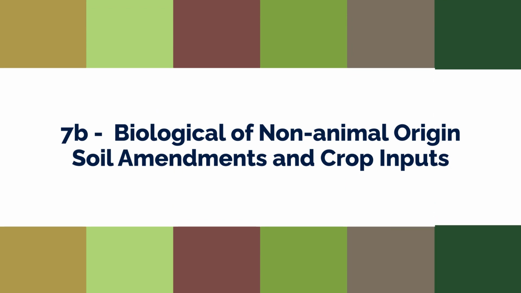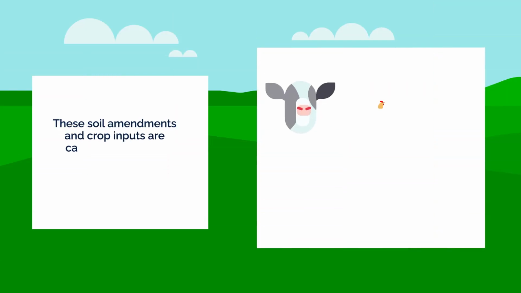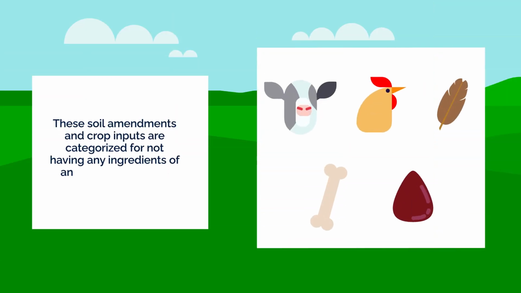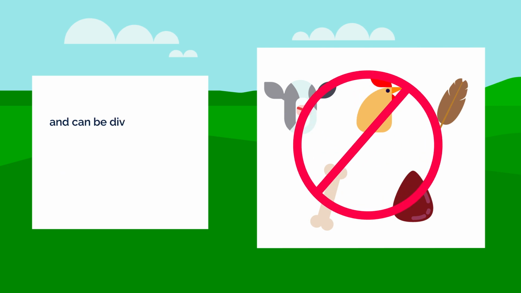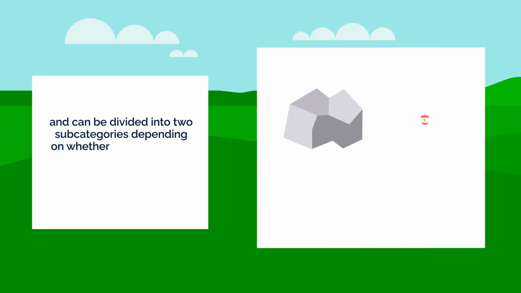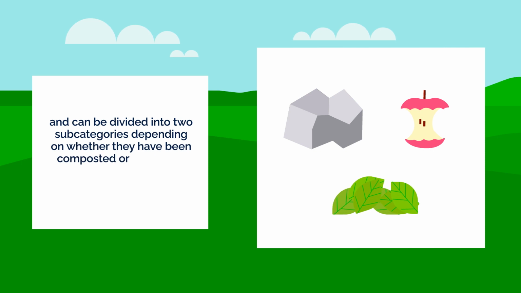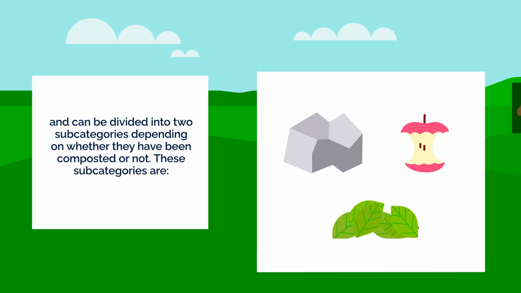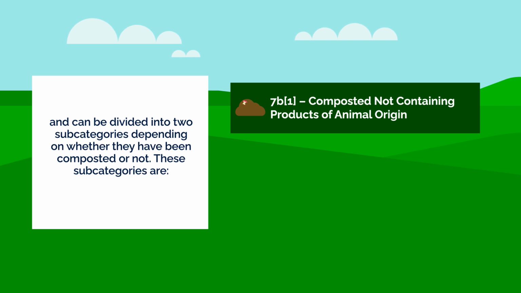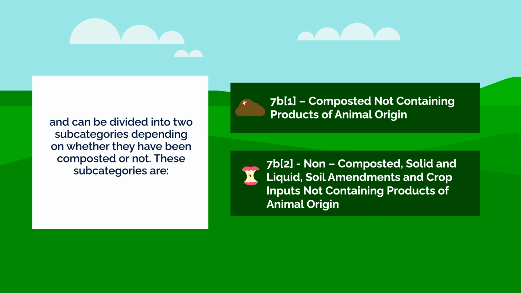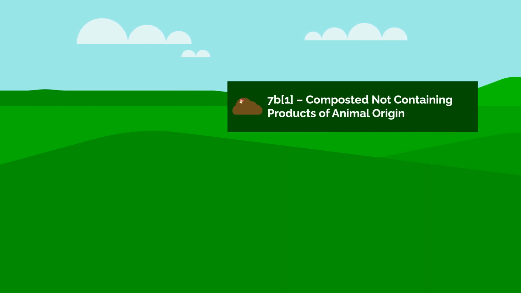7B. Biological of non-animal origin soil amendments and crop inputs. These soil amendments and crop inputs are categorized for not having any ingredients of animal origin in them and can be divided into 2 subcategories, depending on whether they have been composted or not. These subcategories are 7B1. Composted, not containing products of animal origin. 7B2. Non-composted, solid and liquid soil amendments and crop inputs not containing products of animal origin.